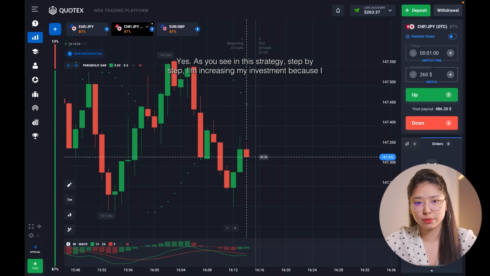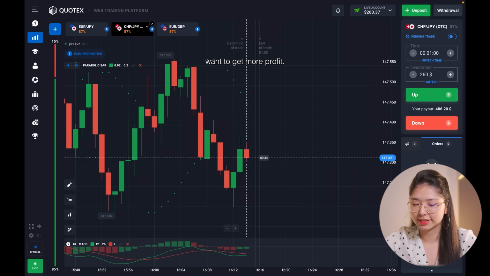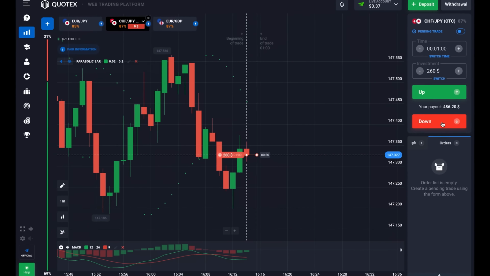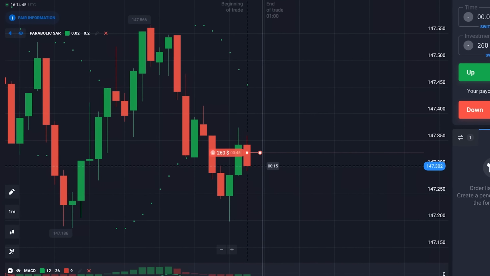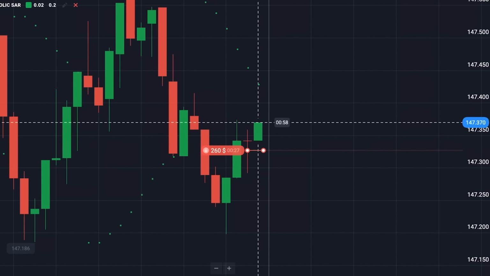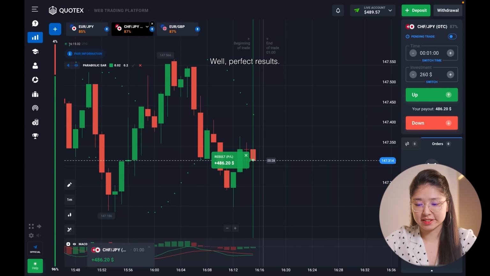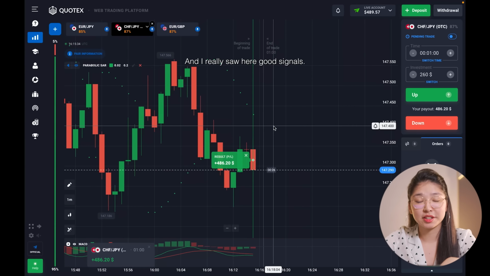I'm increasing my investment because I want to get more profit. And from this point, be ready for put option right now. Perfect results. I'm in the profit, and I really saw here good signals.